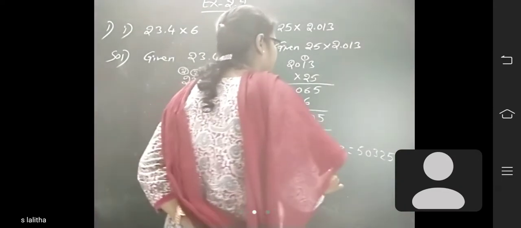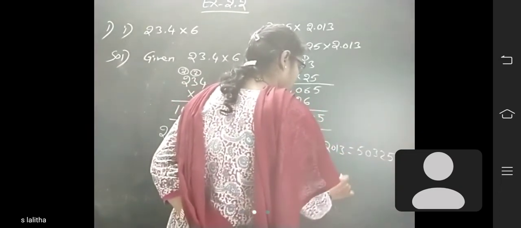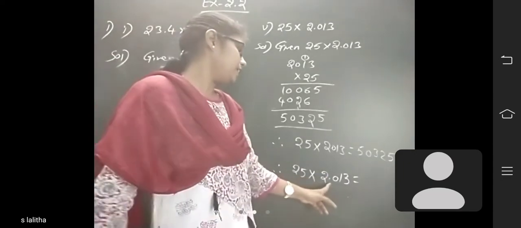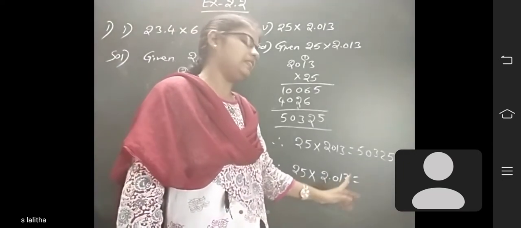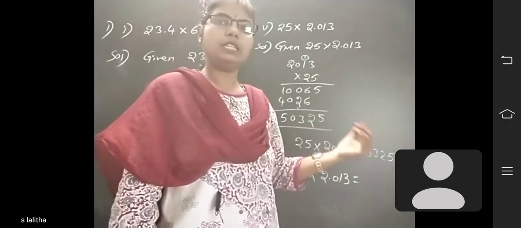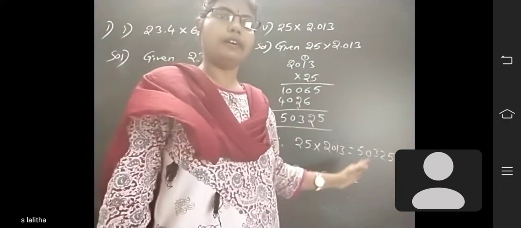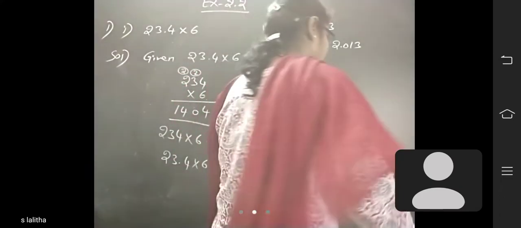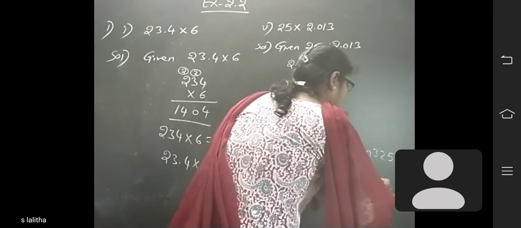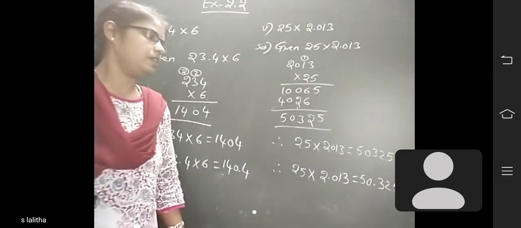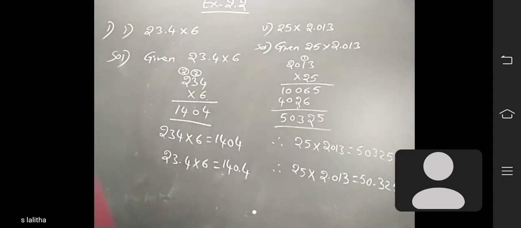25 into 2.013 is equal to, here see, after the decimal point how many digits are there? 3 digits are there. So you should keep the decimal point from rightmost to left side. So 1, 2, 3. You should keep the point here. Which means 50.325. Did you understand that? Right. Remaining sums you can do as homework, 2, 3, 4.